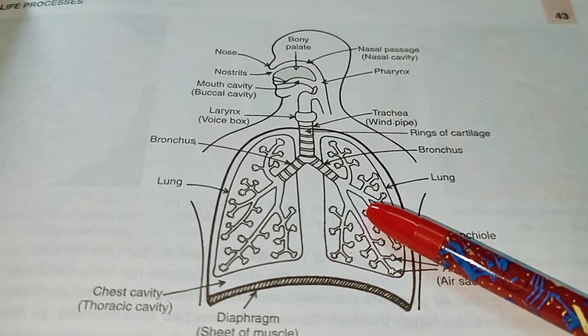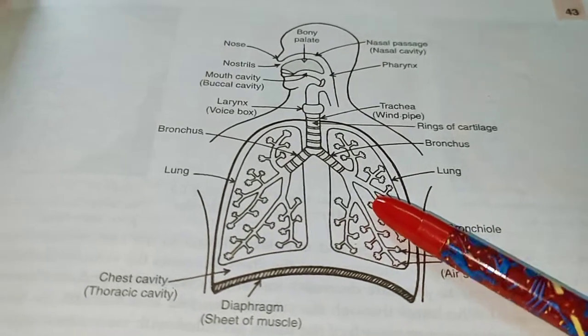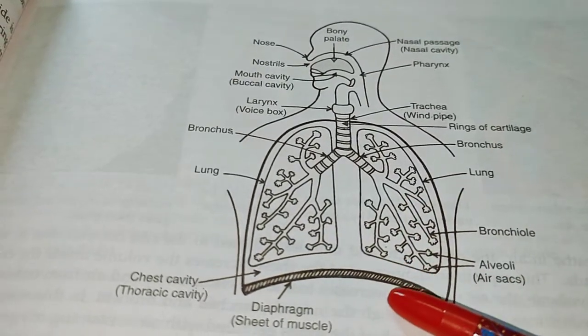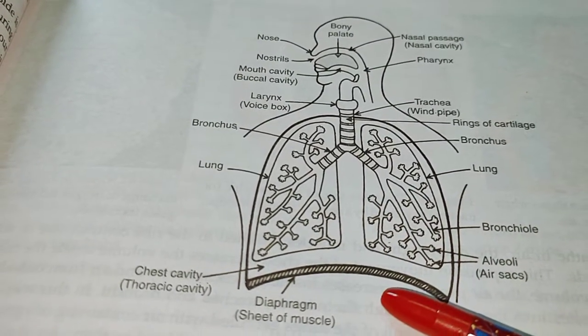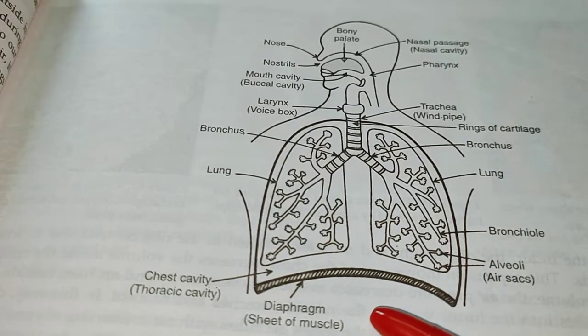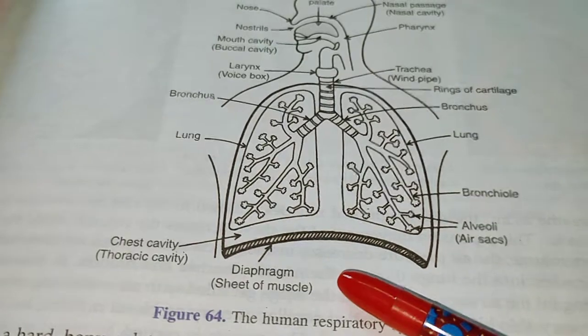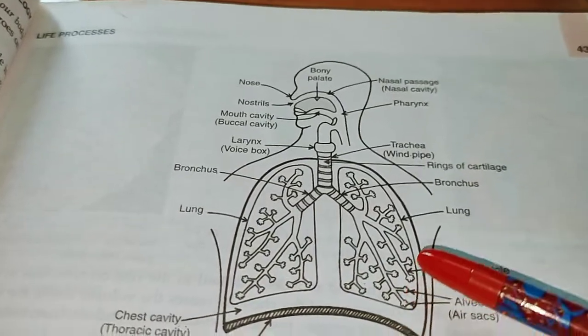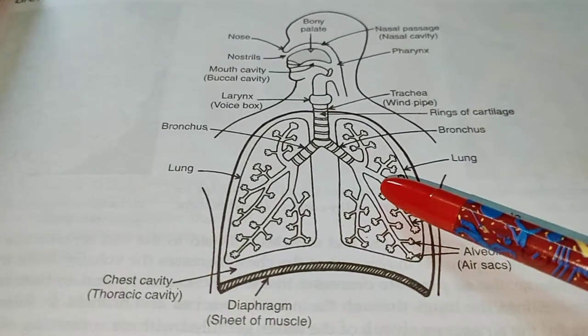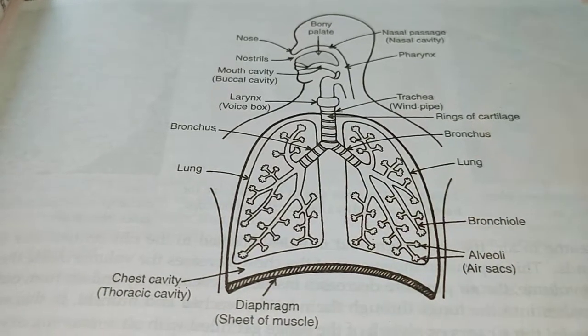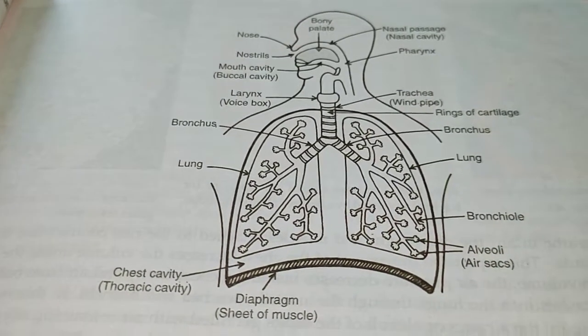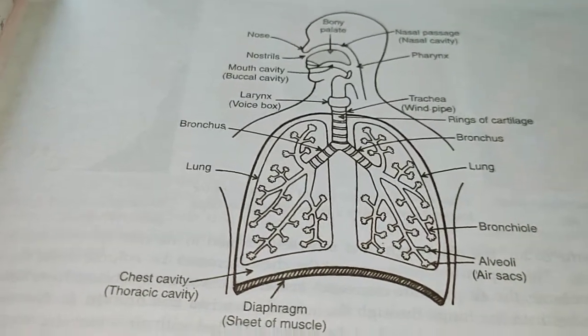The diaphragm is a sheet of muscle below the lungs. It helps in breathing in and breathing out. Just now we have read how the rib muscles and the diaphragm both help in breathing in and breathing out.